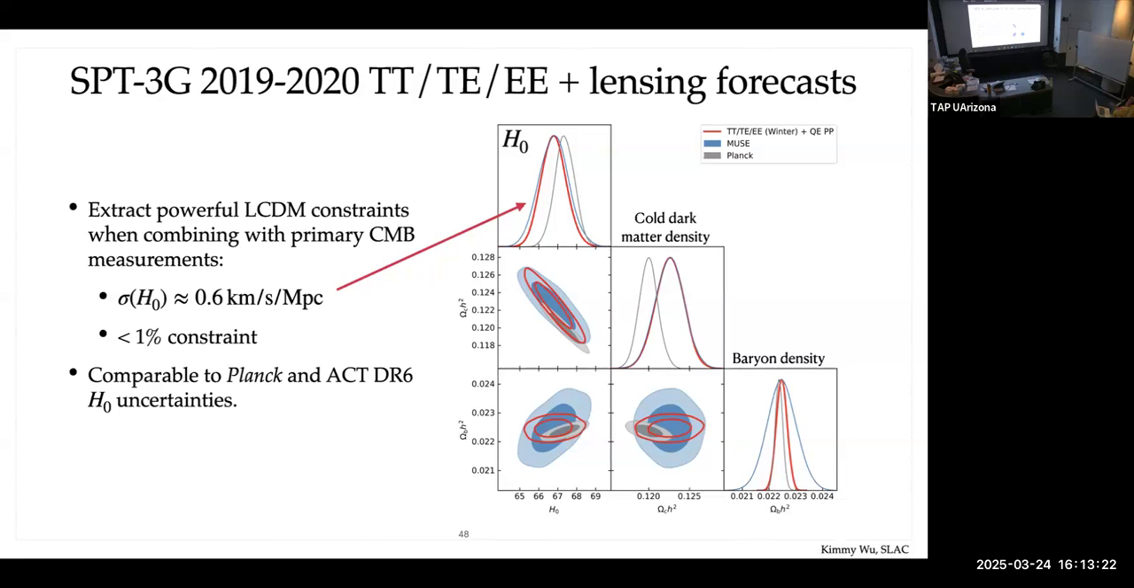That's a sub-percent level constraint within the lambda CDM model, and that's shown in the red lines. The blue line is what the polarization-only field level inference results are. So we improve that significantly in the baryon density measurement. And with the red, we are in a comparable space as Planck and ACT DR6 H naught.